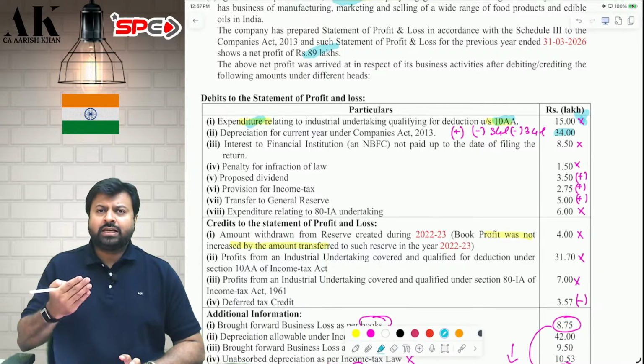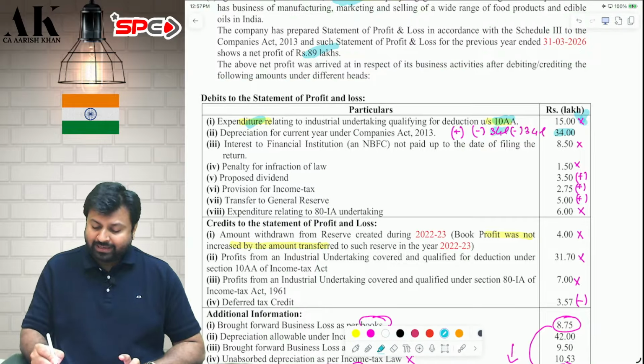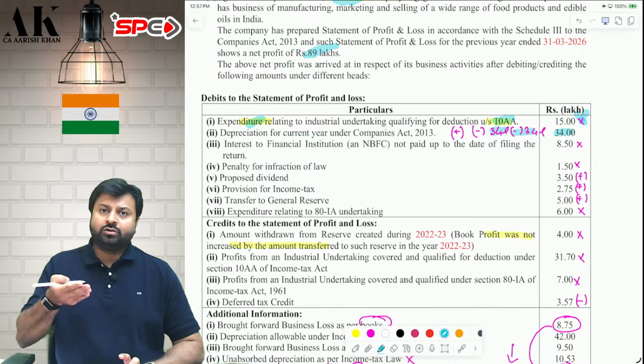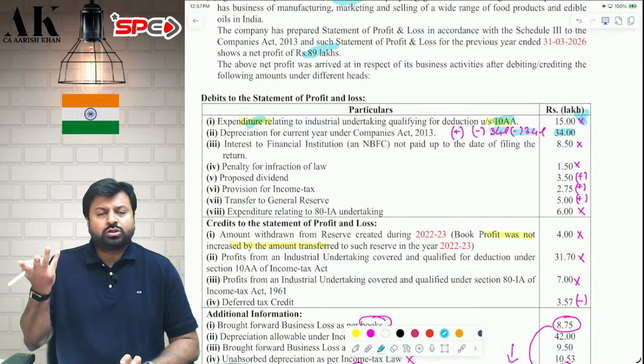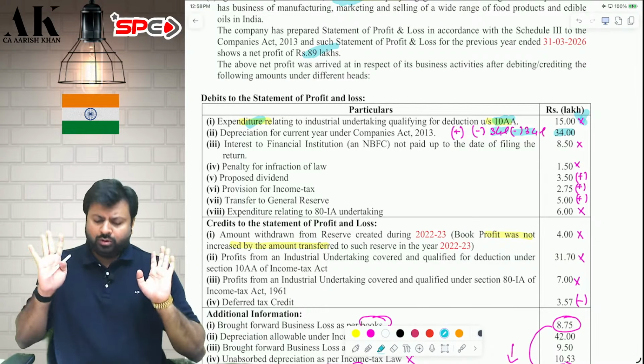You add back depreciation and then you reduce other than revaluation. In this question, there is no revaluation. Therefore, add back 34 lakhs and reduce 34 lakhs. There is no revaluation in this question. Therefore, you can do two things, write a note or you can add 34 and less 34. Both the answers are correct.